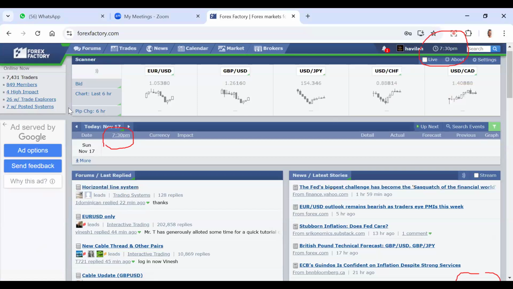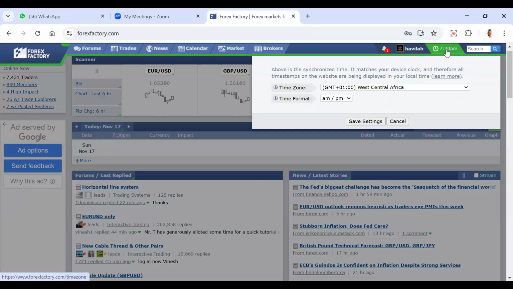Okay, so we need to synchronize our timing. So in order to do that, what do we do? We'll click on the time. So I'll click on this time, which is currently showing 7:30. Now you can see here, there's a drop-down menu, the time zone, GMT +1, West Central Africa.